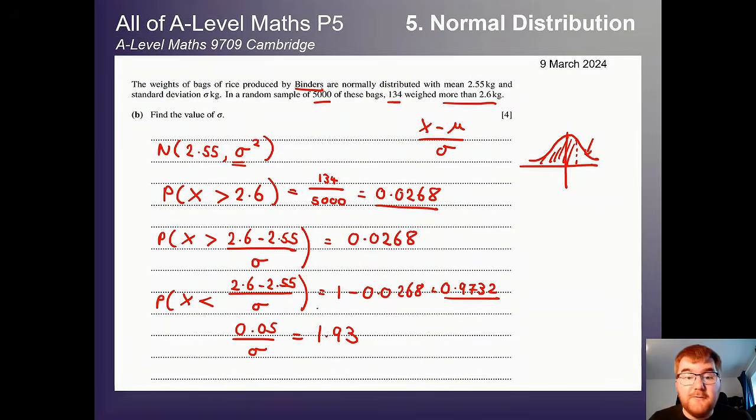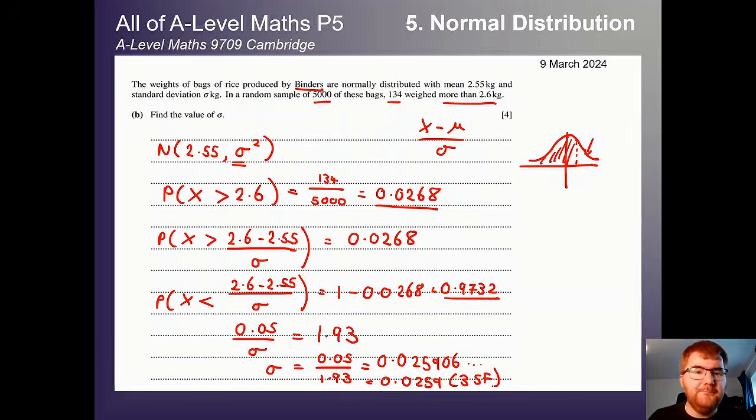At this point now, we've just got a straightforward equation to solve. So then we have our standard deviation is equal to 0.05 divided by 1.93. Bit of equation solving, and then we get 0.05 divided by 1.93, and that gives us 0.025906, and that's equal to 0.0259 for our standard deviation, again to three significant figures for our 4 marks. So this kind of question, working backwards to find the standard deviation, is very common. Again, we're going to do a very similar question in the next slide.